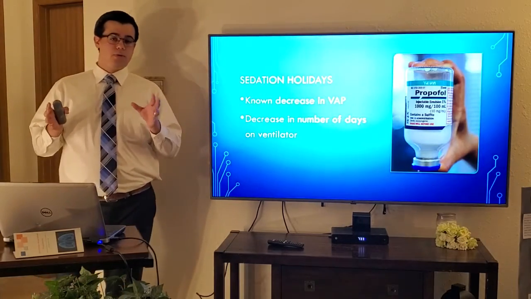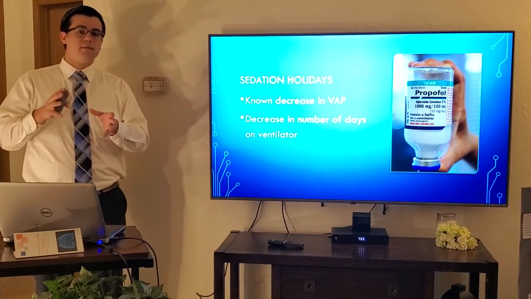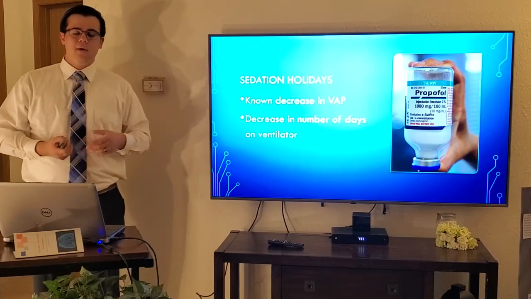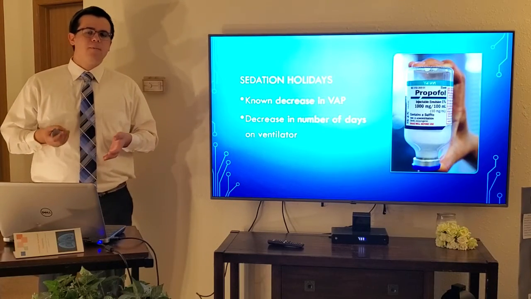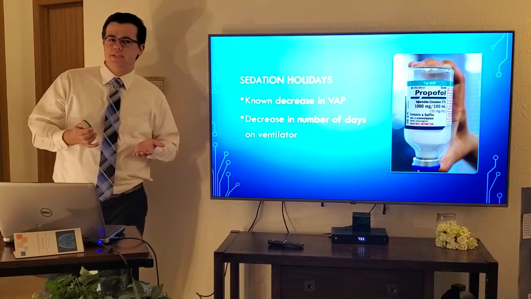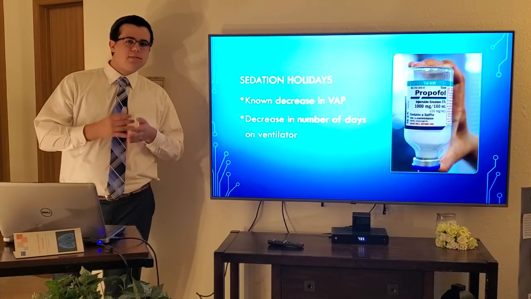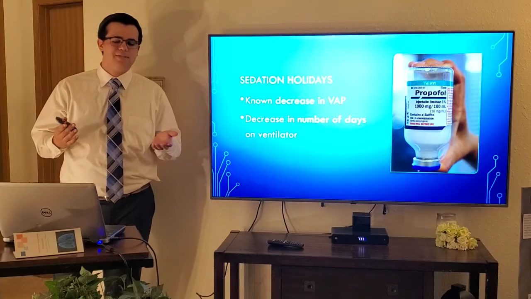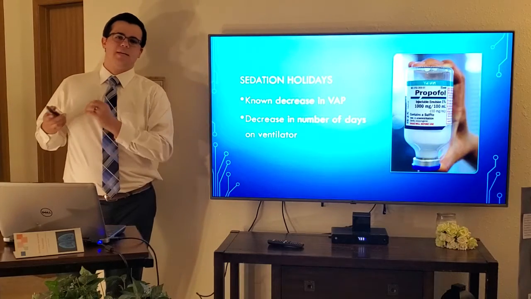Now, this last one is really important, and it's sedation holidays. Now, it sounds weird at first. You're like, why do I need a sedation holiday? Well, people who are mechanically ventilated typically have basically a moderate level of sedation that always happens. They're always sedated with some kind of medication. I have propofol listed here. That's just one of the medications. There's plenty of medications that are used on a drip to help maintain the patient in a sedated state.